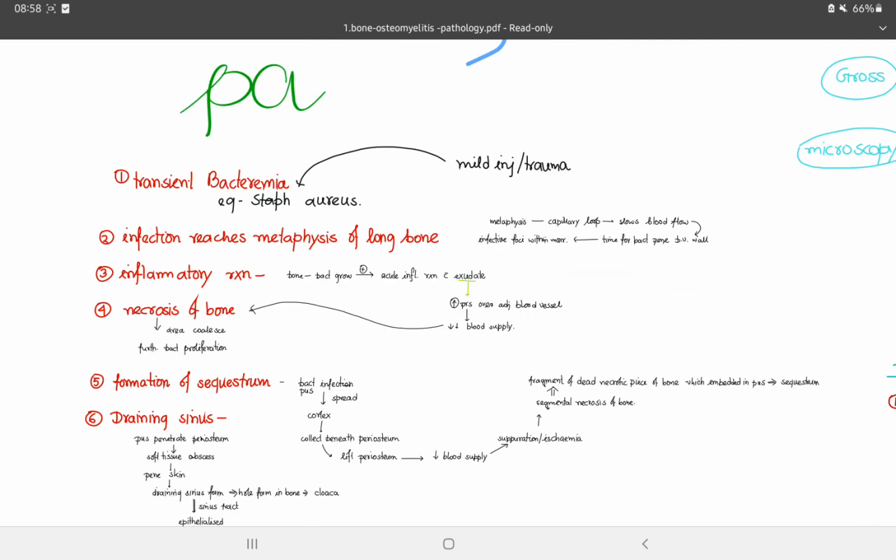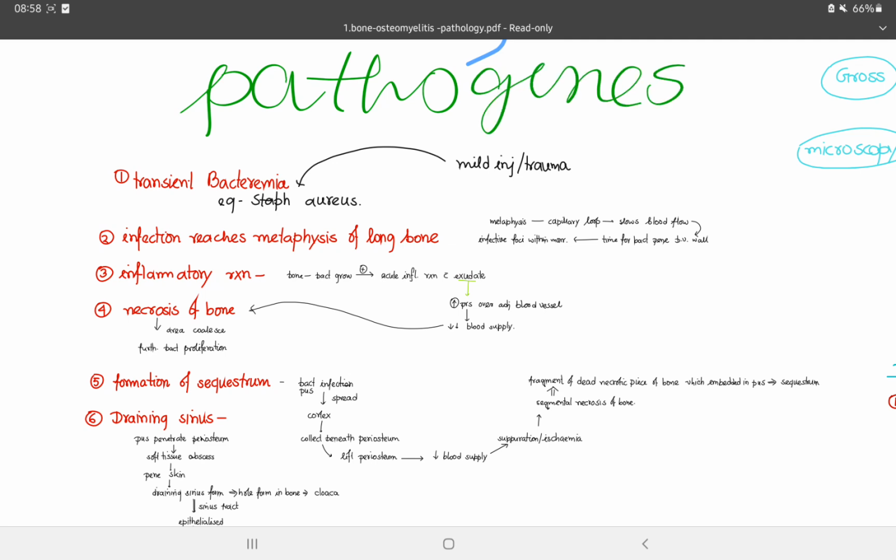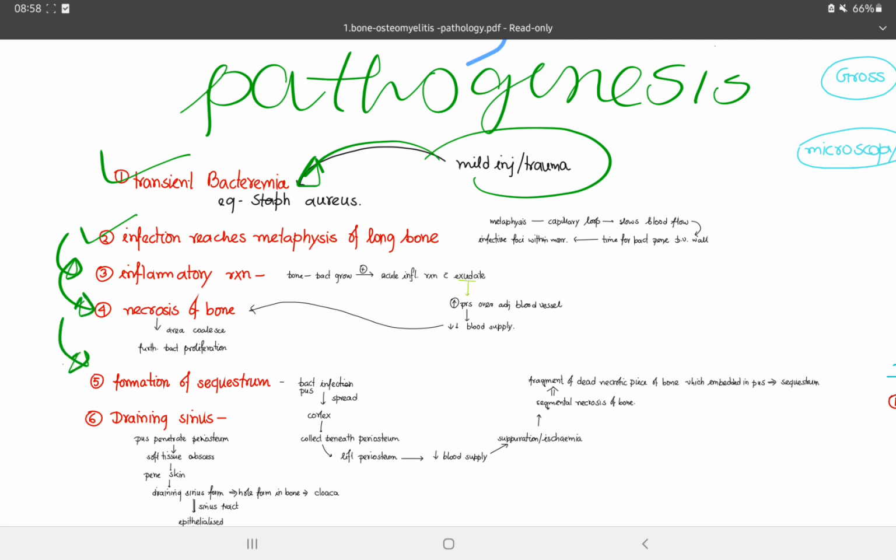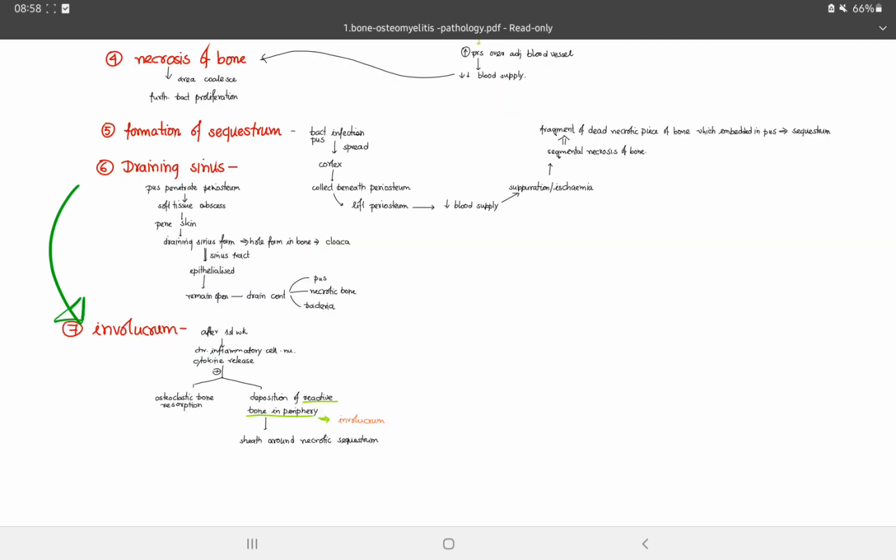Next is the pathogenesis of pyogenic osteomyelitis. The first step is that transient bacteremia will occur. When there is mild injury or trauma, bacteria will enter and cause transient bacteremia. Then the infection reaches the metaphysis of the long bone. Then inflammatory reactions will occur, necrosis of the bone will occur, and formation of the sequestrum and draining sinus will occur. And last is the involucrum formation.